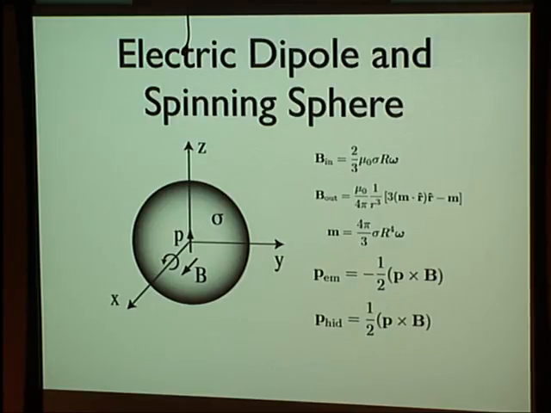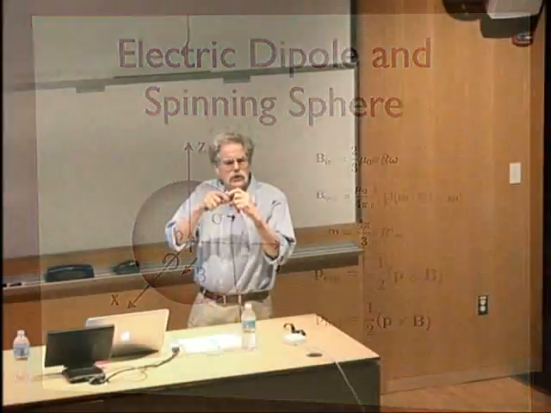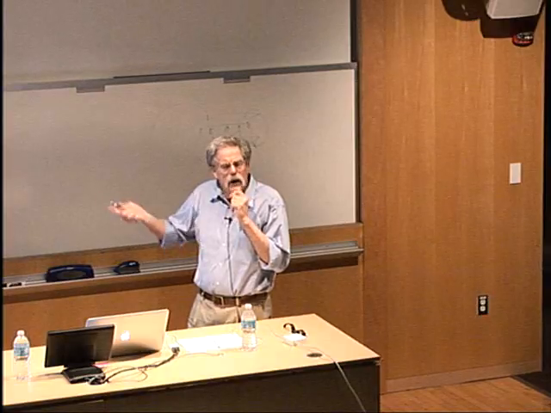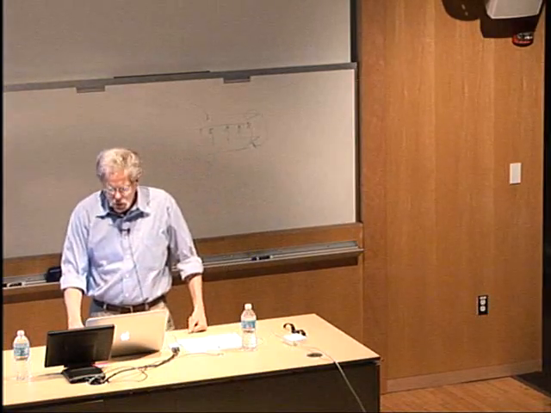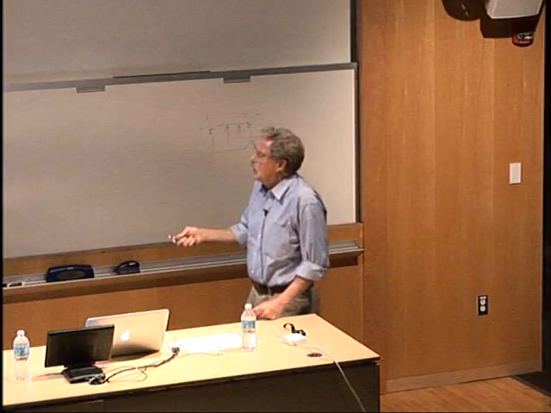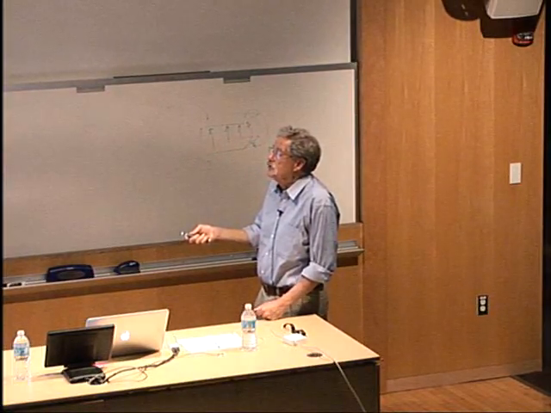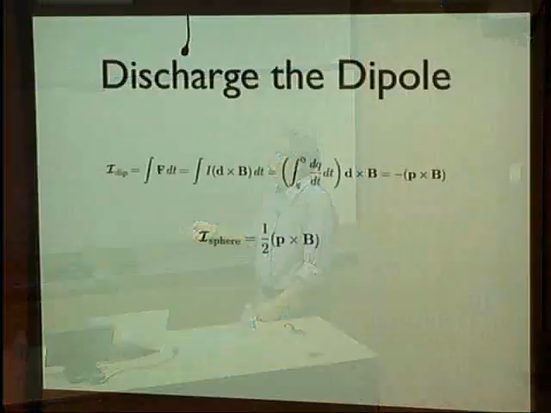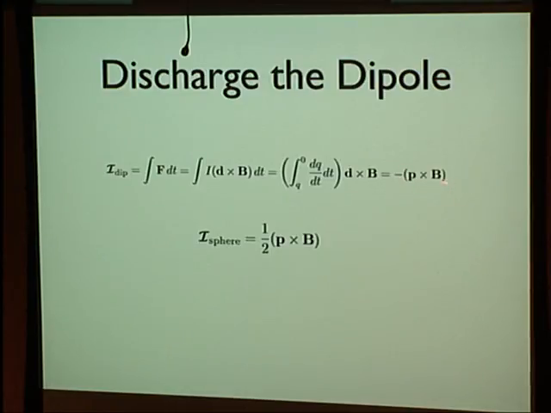Now I want to play the rest of the game. Turn off the electric field. How would I do that? Connect a little wire between the positive and negative ends of that dipole and let it discharge, and then exactly the same mechanism as before. Because there's current flowing in the presence of a magnetic field, there will be a Lorentz force on that, and actually the calculation is just exactly the same as before. There it is. The impulse delivered to the dipole, because of the current flowing in the little wire discharging the electric dipole, I get minus P cross B.